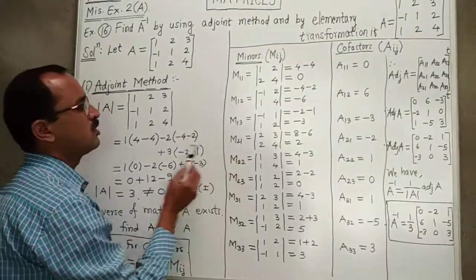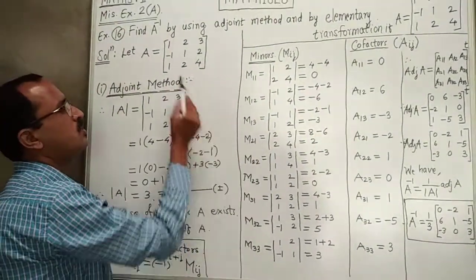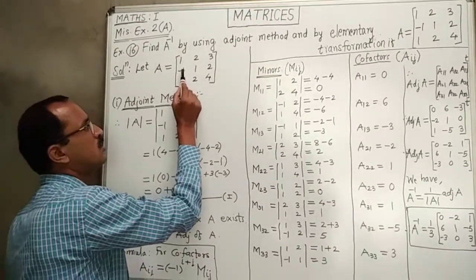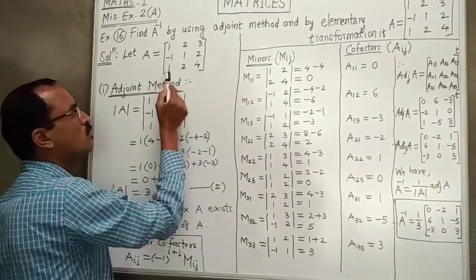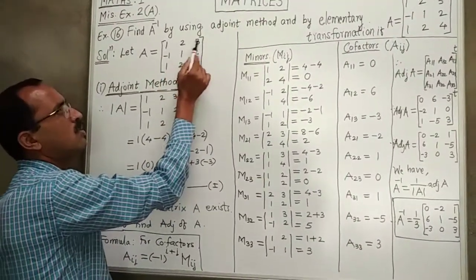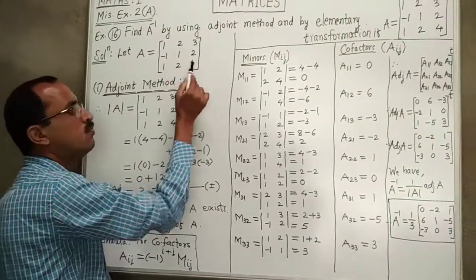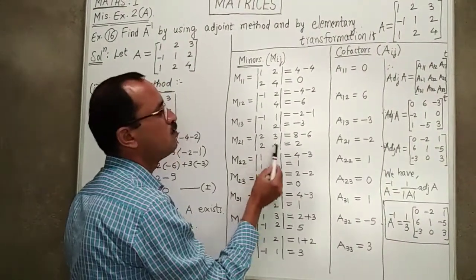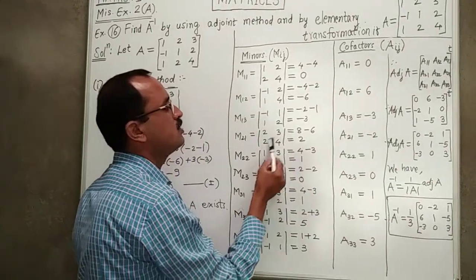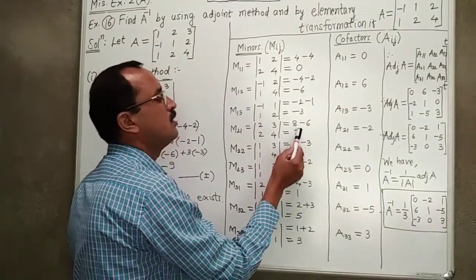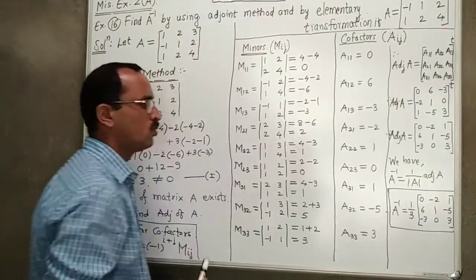Here M21 means minor of A21. Element is minus 1. So we eliminate this row and this column, then find determinant of the remaining 4 elements, that is [2, 3; 2, 4]. 4 into 2, 8 minus this 6. Then M21 is equal to 2.